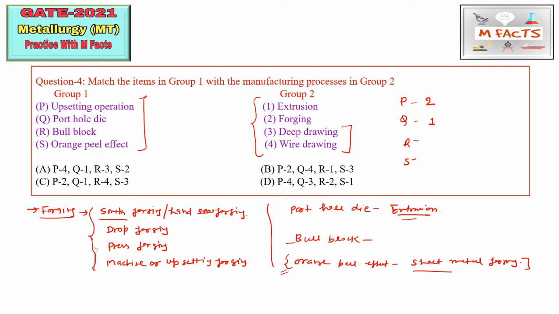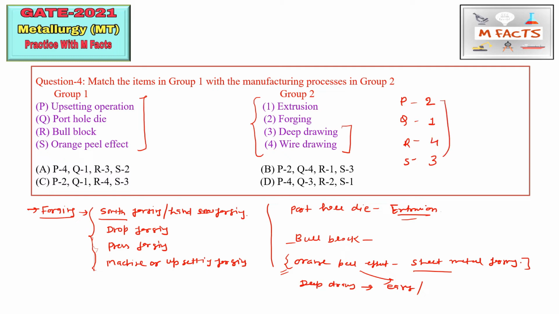But this deep drawing process has the earring defect. You have heard about earring defects and also the orange peel effect. So these two defects are from the deep drawing process. So orange peel effect we can match by 3, and bull block is basically used for the deep drawing process. Okay, so bull block we can match by 4.